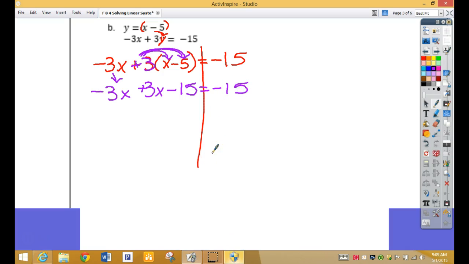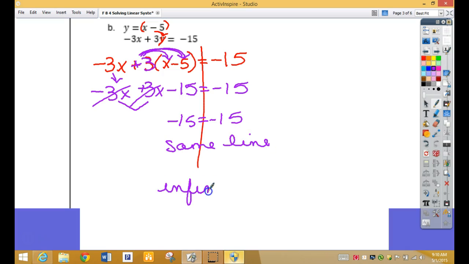So now we have negative 3x plus 3x minus 15 equals a negative 15. Something funky look up here? What happens? First of all, combine like terms. They cancel out. Makes 0. So now we have negative 15 equals a negative 15. Variables all canceled out. What do we call this? It's the same on both sides, so it is the same line. So therefore, it is infinitely many solutions.